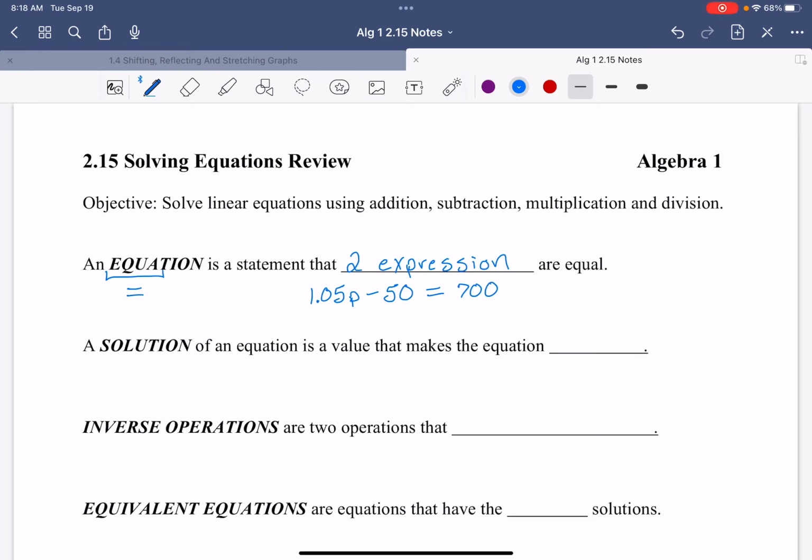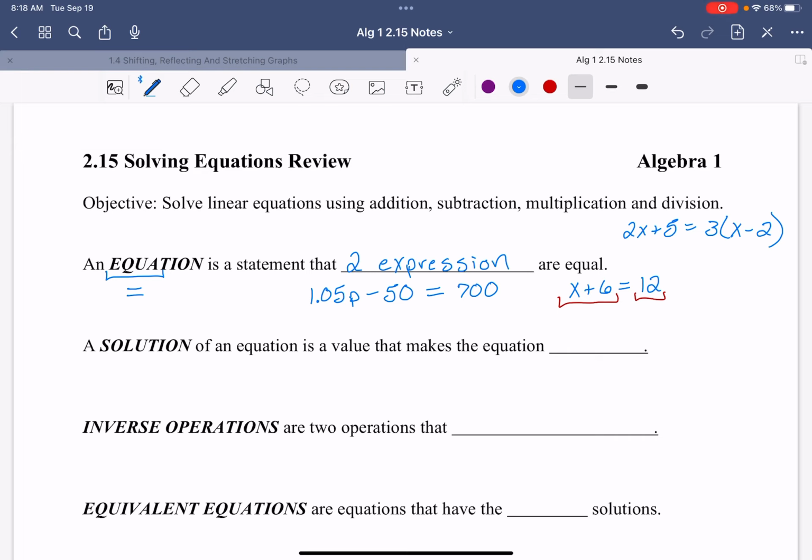So, for example, straightforward, x plus 6 equals 12. Again, it's saying two expressions. Here's one expression, x plus 6. Here's the other expression, 12. And the one expression isn't always necessarily a number. For example, 2x plus 5 equals 3 parenthesis x minus 2. That is again an equation because it has that equal sign.